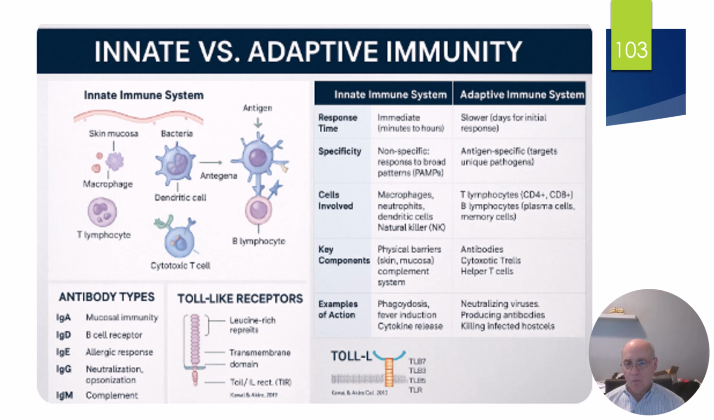The cells are more antibodies, cytotoxic cells, T helper cells, and once again, the adaptive immune system is more for neutralizing viruses, producing antibodies because of T cells and B cells, and killing infected host cells. The cells are different. There are T cells and B cells. Most people, when they think of the immune system, they're talking about the adaptive.